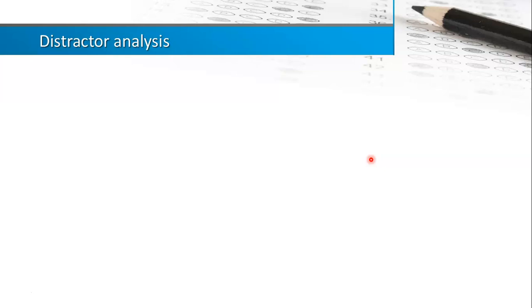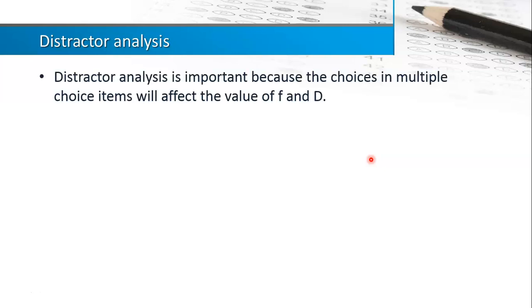Alright, another item analysis that can be done is distractor analysis. So you want to see whether your distractor is functioning well or not. Because if the distractor is not functioning well, it usually will affect the value of F and D.